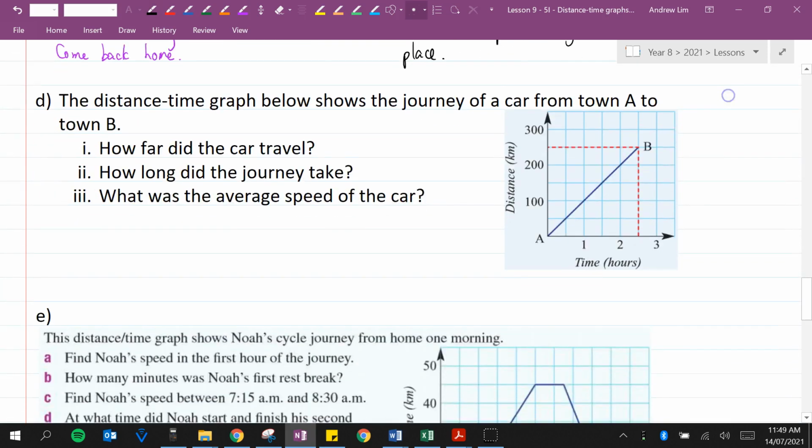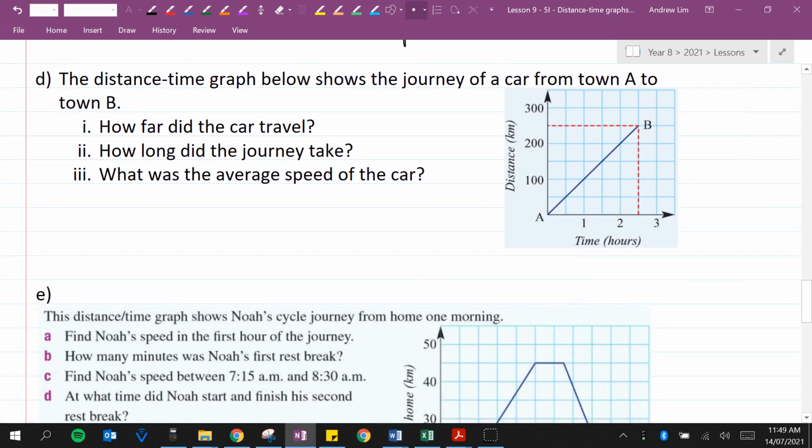Okay, question D. The distance time graph below shows the journey of a car from town A to town B. How far did the car travel? So we can see here that this is the distance. The car traveled, even though it's going like this, the car actually traveled that distance, 250 kilometers, because here it says this in kilometers.